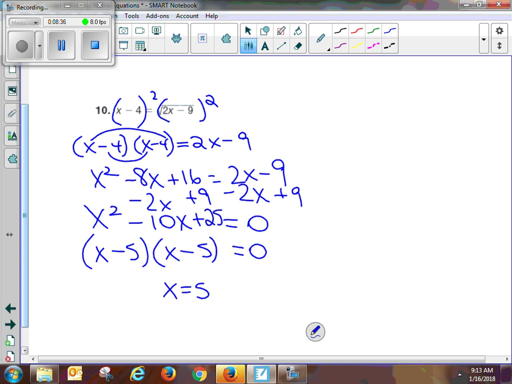So in the original, 5 minus 4 would be 1. Over here, 2 times 5 is 10. 10 minus 9 is 1. Square root of 1 is 1, so it checked. Okay. I don't need to see it written out. You can write it out if you want, but I wanted you to see how you could just process it in your head and make sure that it's true. Question for me. Lovely.